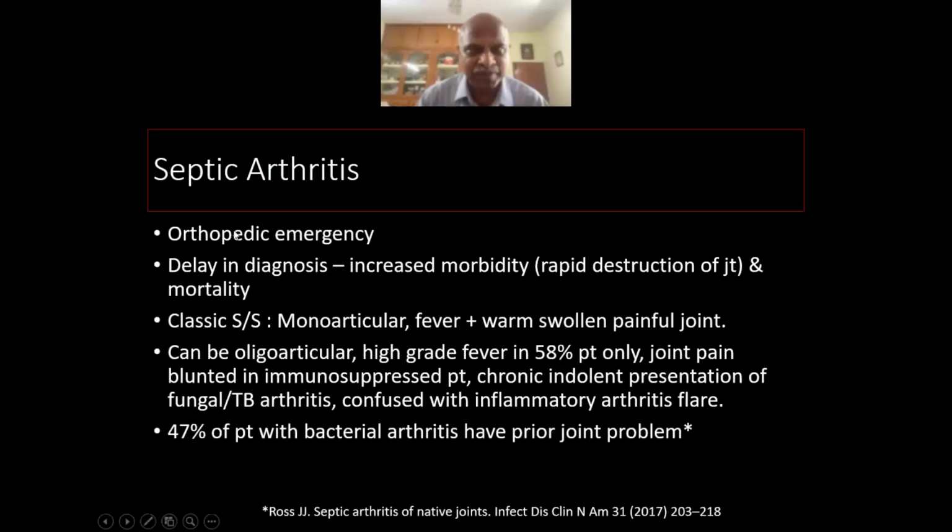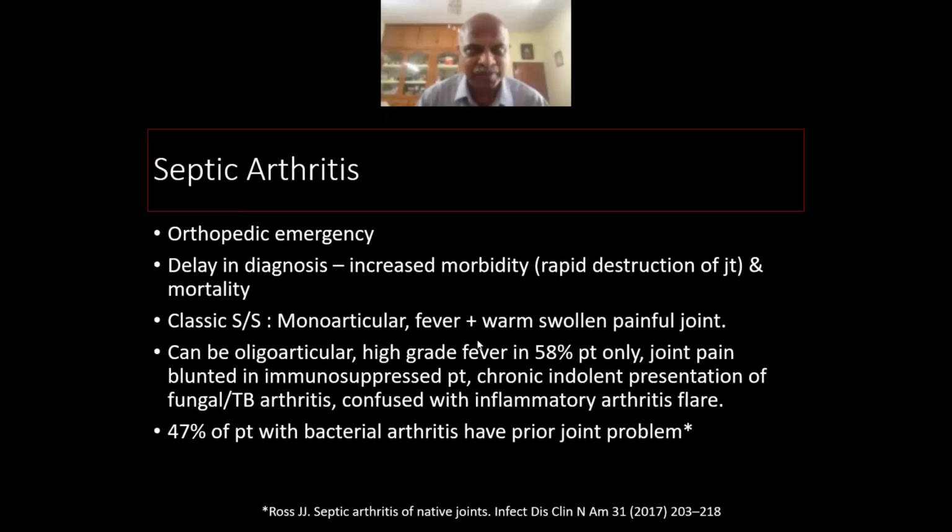Now, we know that septic arthritis is an orthopedic emergency because any delay in diagnosis results in increased morbidity, since there is rapid destruction of the joints, and also there's a high chance of mortality. The classic symptomatology of septic arthritis is monoarticular involvement, and the patient usually presents with fever and a warm, swollen, painful joint.